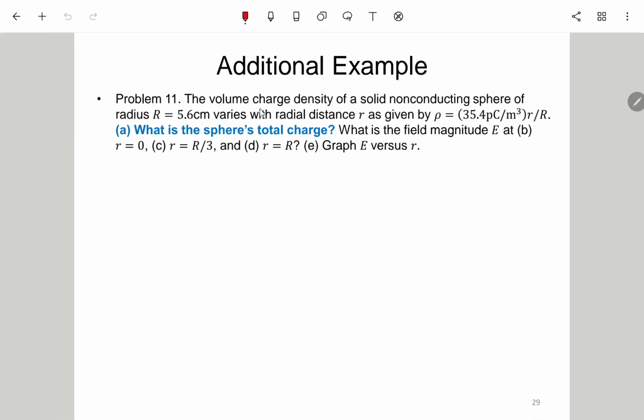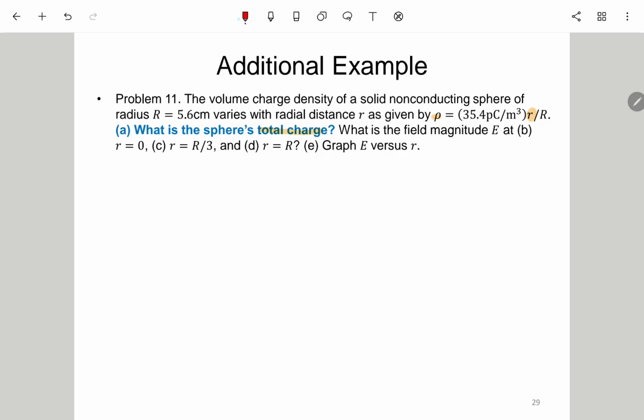Okay, so here it says a volume charge density of a solid non-conducting sphere of radius capital R equals 5.6 centimeter, with radial distance small r, is given by this. So this volume charge density is not uniform anymore. Here it is proportional to small r. It asks you what is the total charge?